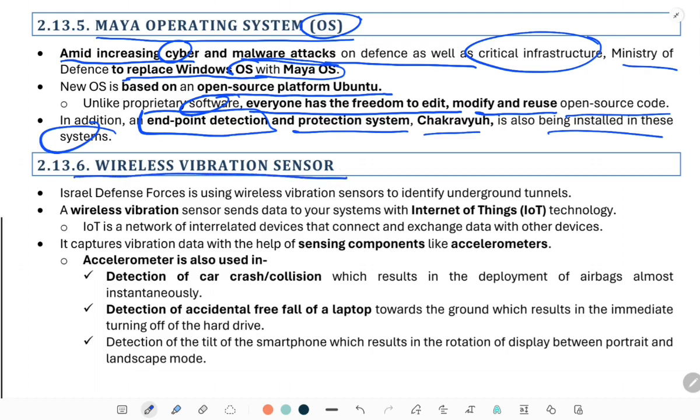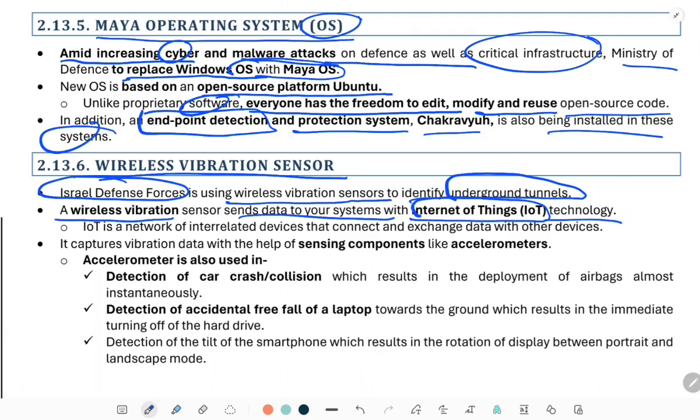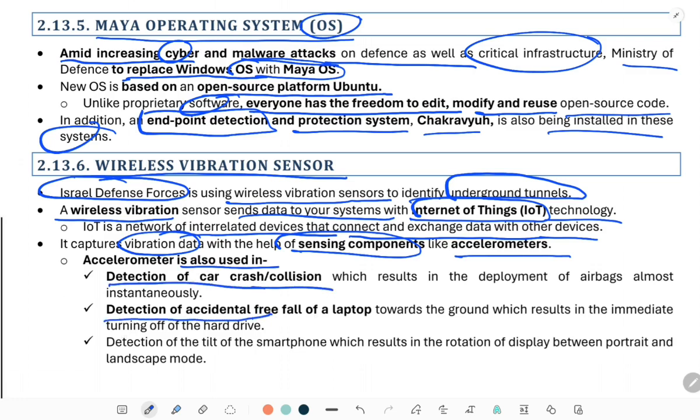Next, we'll see the wireless vibration sensor. Israel Defense Force is using the wireless vibration sensor to identify underground tunnels. This wireless vibration sensor sends data to the system with the Internet of Things, that is IoT technology. IoT is a network of interrelated devices that connect and exchange data with other devices. It captures the vibration data with the help of sensing components like accelerometers. An accelerometer is used in detection of a car crash or collision and detection of accidental free fall of laptops.